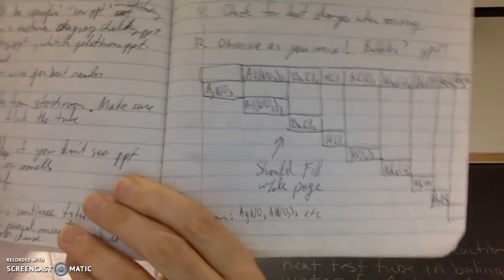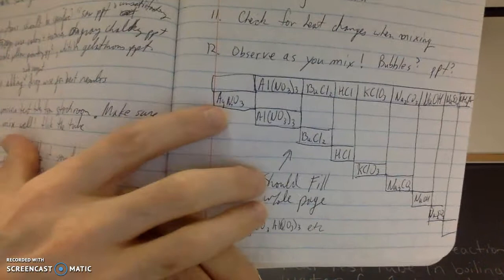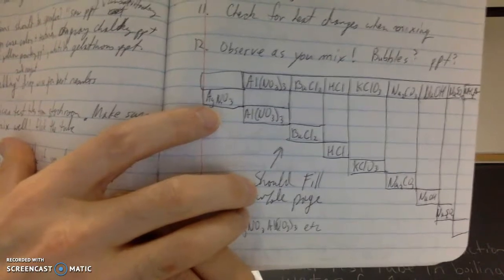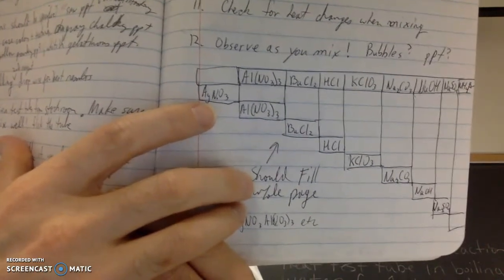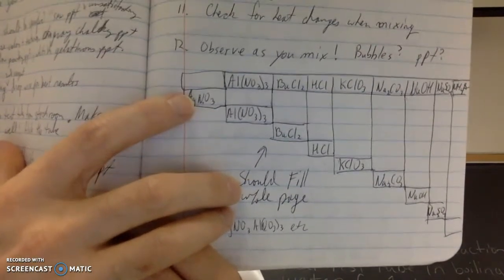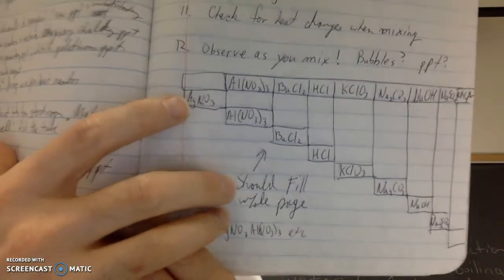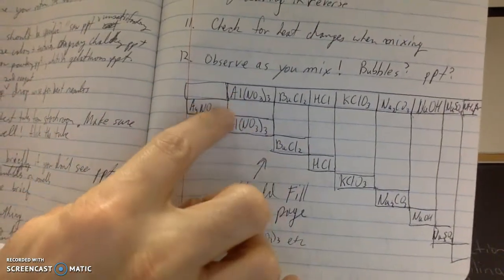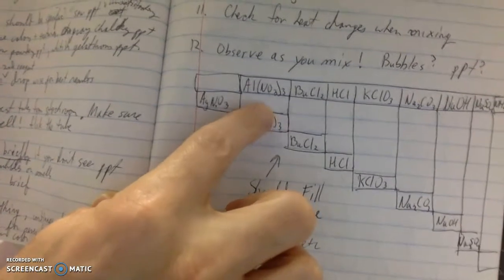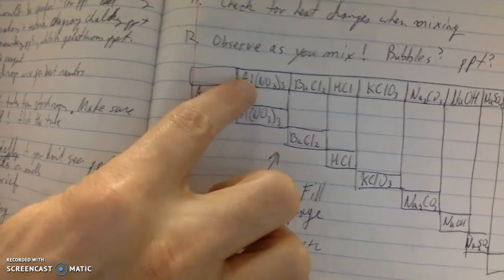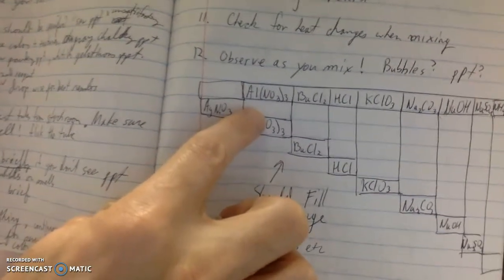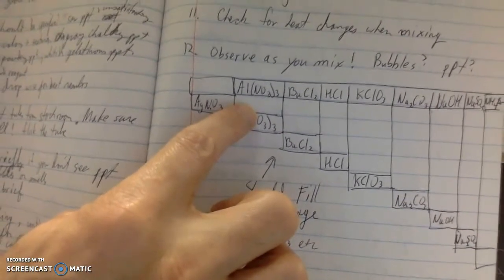So what you could see is, this would be my first solution right here. So that's my silver nitrate. So I would put my silver nitrate into every test tube first. And then I would move across the top here and I would put this substance into the first test tube. So the silver nitrate will react with the aluminum nitrate, right? Or I don't know if it's going to react, but I would put that substance in and make an observation to see if there's going to be a reaction.